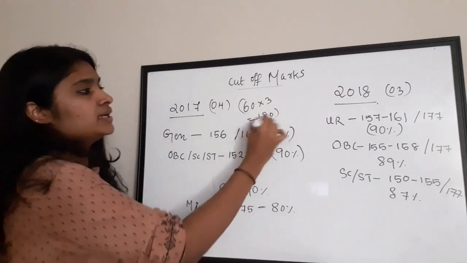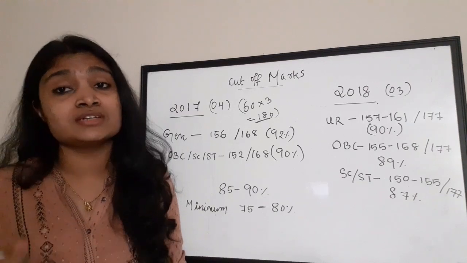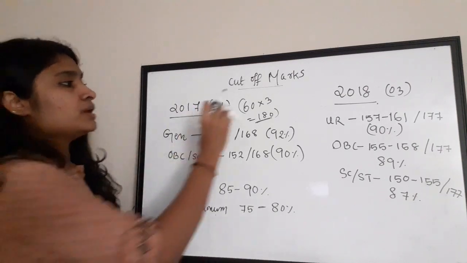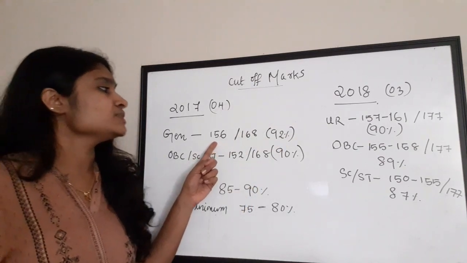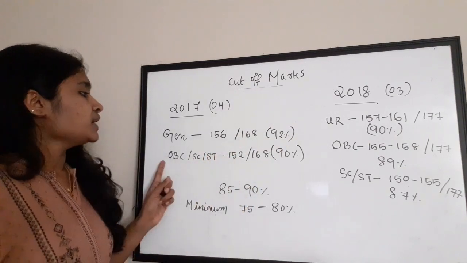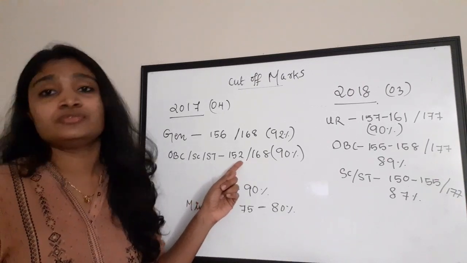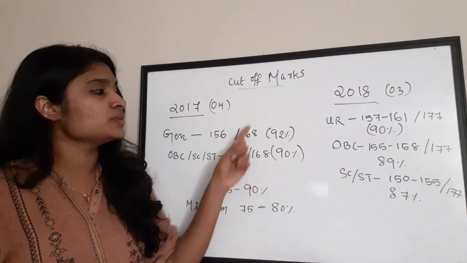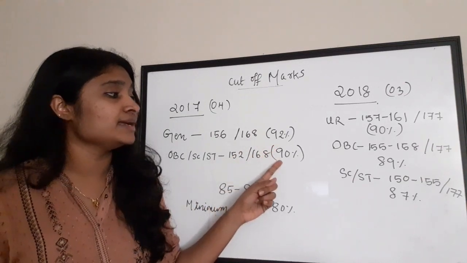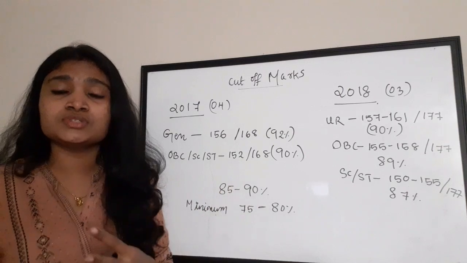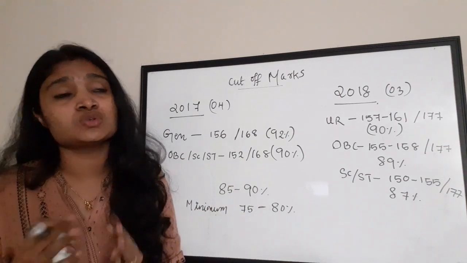But out of this, 180 some questions were cancelled because the options or the question were wrong. So the mark was out of 168, and the cutoff mark was given as 156. For OBC, SC and ST category the cutoff mark was 152. So the percentage for the general category is 92, which is a very high percentage, and 90%. If you see the questions also, the question was not very tough, so the percentage will also be high.